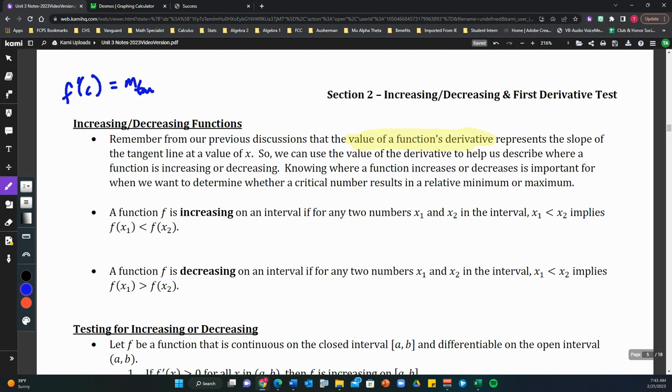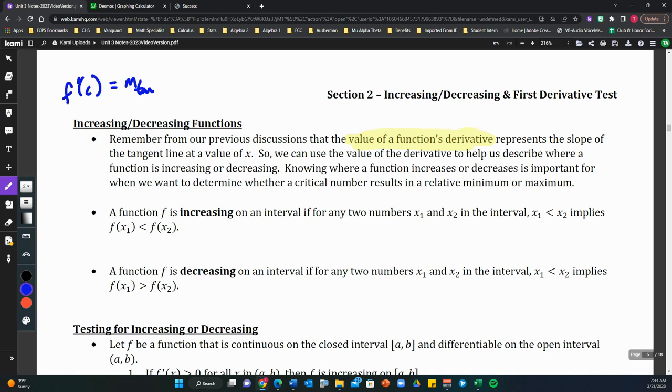So with that relationship in mind, we could use the value of the derivative to help us describe where a function is increasing or decreasing. Knowing where a function increases or decreases is important to us when we want to determine whether a critical number actually results in a relative minimum or maximum. There's always something special that goes on at those relative extrema, and that's how we can tie in increasing and decreasing with our critical number stuff.